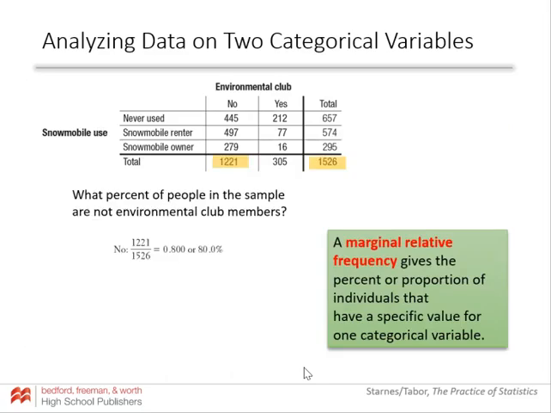There's going to be names for these different kinds of things. Don't get caught up in the name. The name is really not that important. It's more, can you answer this question? Okay, so what percent of people in the sample are not environmental club members? We're just looking for all the no's, 1221, out of the total of 1526. All right, so that is equal to 0.8 or 80%.